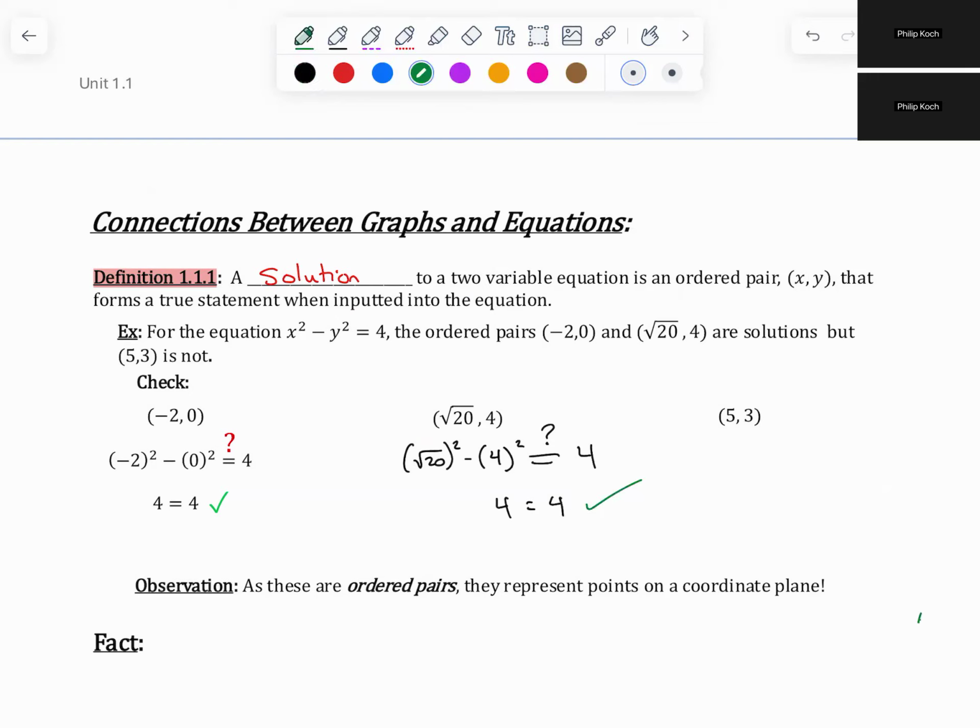But (5, 3) is not a solution because when I plug it in, I'm not going to get a true statement. But let's just verify it. 5 squared minus 3 squared, does that equal 4? That's 25 minus 9, that's 16. And 16 does not equal 4, so it is not a solution.